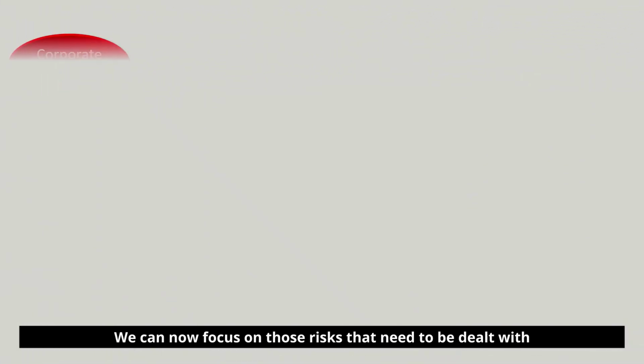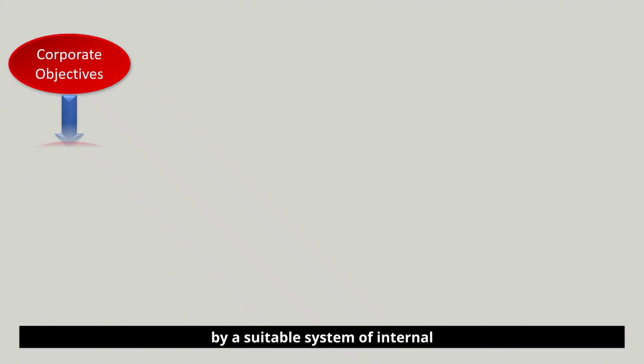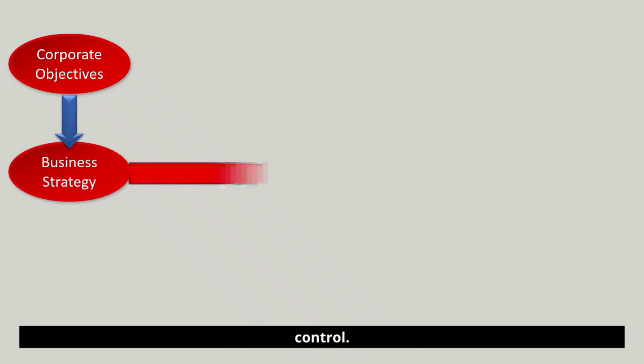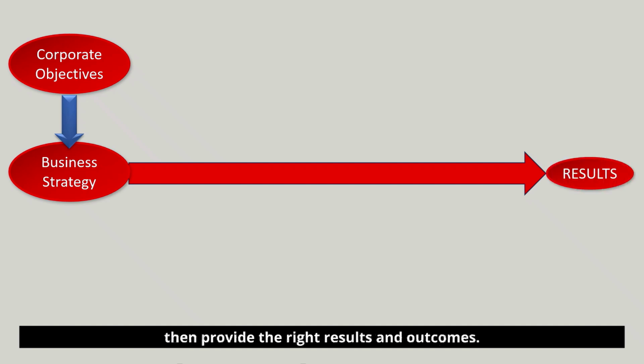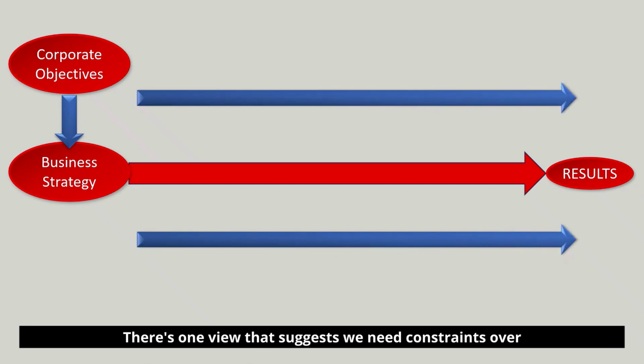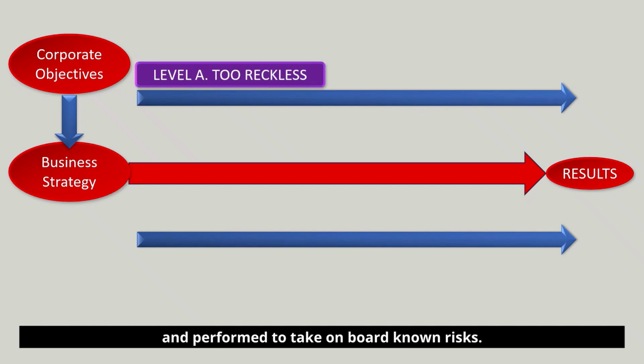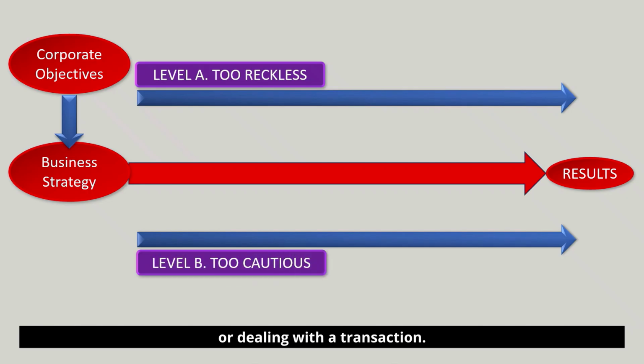We can now focus on those risks that need to be dealt with by a suitable system of internal control. Most organisations are based around ensuring objectives drive a clear strategy, which will then provide the right results and outcomes. There's one view that suggests we need constraints over the way business activities are planned and performed to take on board known risks, but only where there's a need to set some form of direction when performing an activity or dealing with a transaction. With upper and lower limits covering what can and what cannot be done at work.